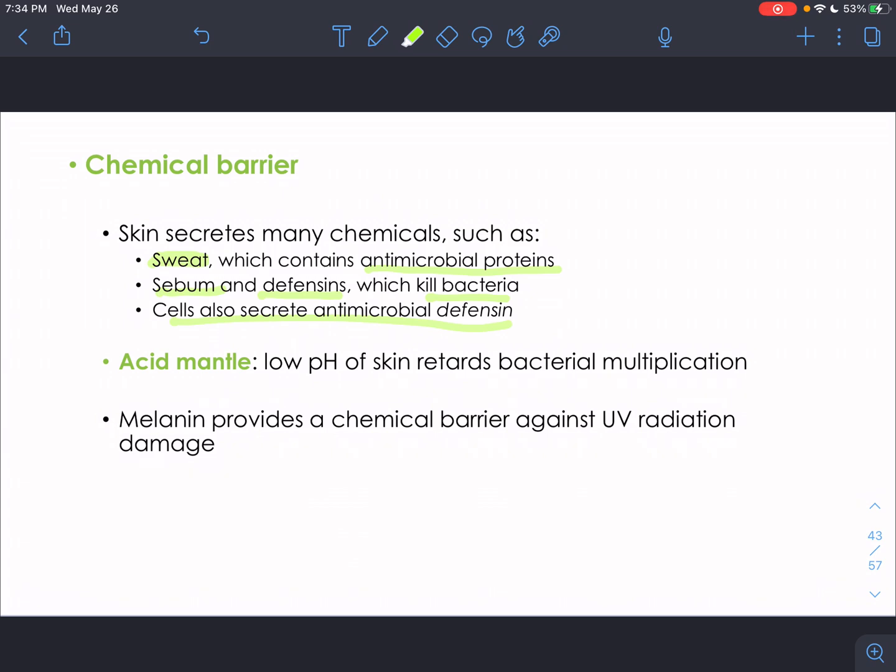Another defense it has is what we call an acid mantle, which means the surface of the skin has a low pH. Okay, and this is so that it stops bacteria on the surface of the skin from multiplying. So it doesn't give the bacteria a good environment to multiply, which again is going to help protect the body from potentially harmful bacteria getting in. Okay, and then another chemical barrier, melanin. The pigment produced by melanocytes is technically a chemical as well, and it protects against UV radiation. Okay, so those chemicals protect against bacteria and then UV radiation.